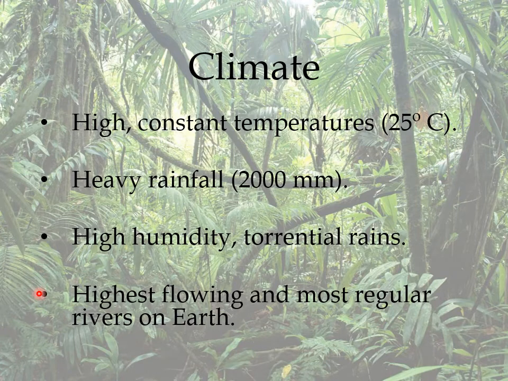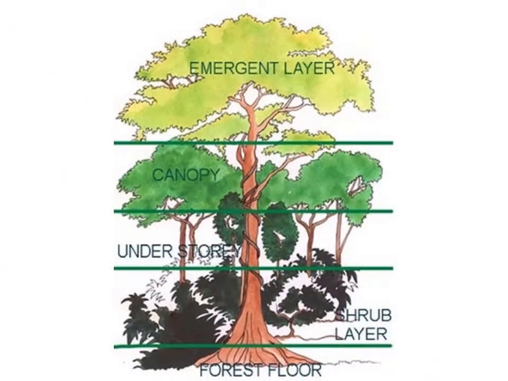And because of this great rain, they have some of the highest flowing and most regular rivers on earth. For example, the Amazon or the Congo rivers, which are huge rivers with an enormous amount of water all year long because it always rains.